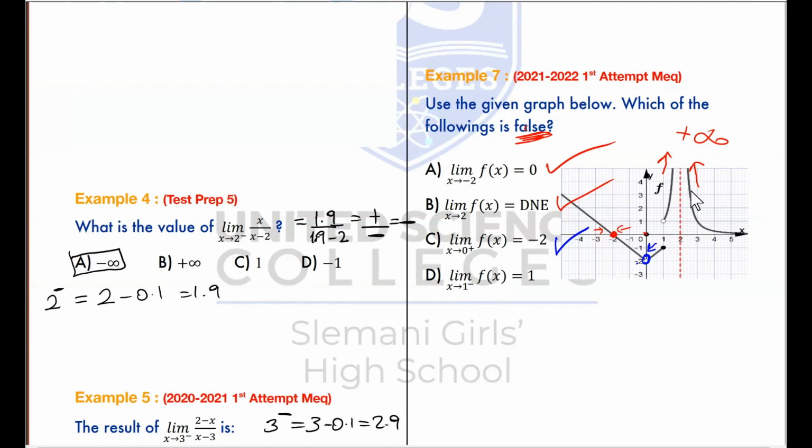Last one, 1 from the left. This is 1. There is a broken graph here. The right side is going up. On the right side is this, left side is this. I am looking for the left-sided graph. The left part is this. So at 1, the left side of the graph is tending to this point, whose y value is negative 1, not 1. So this is false.